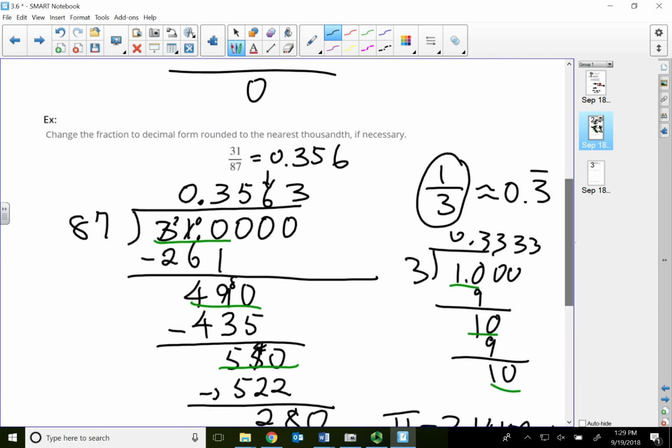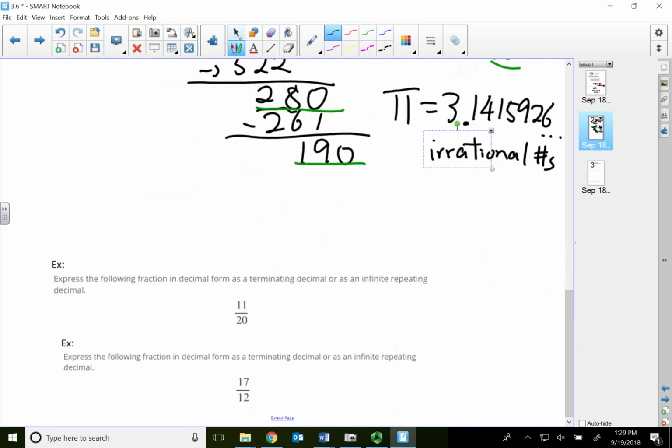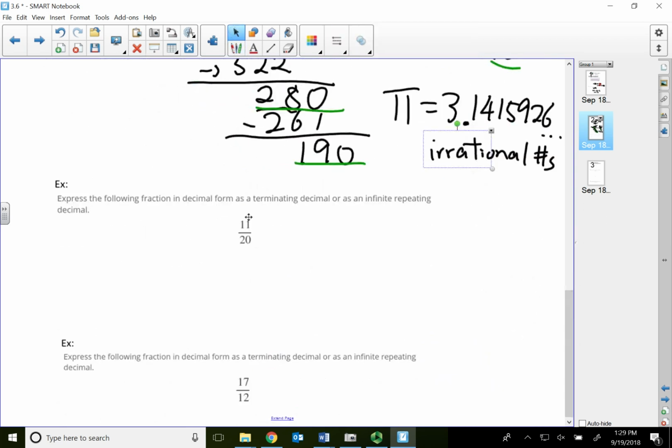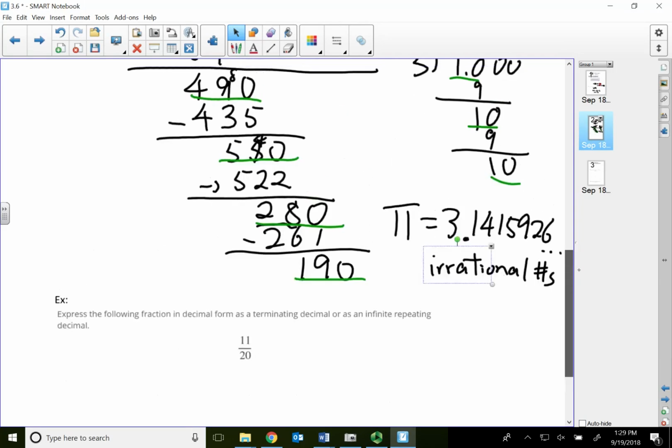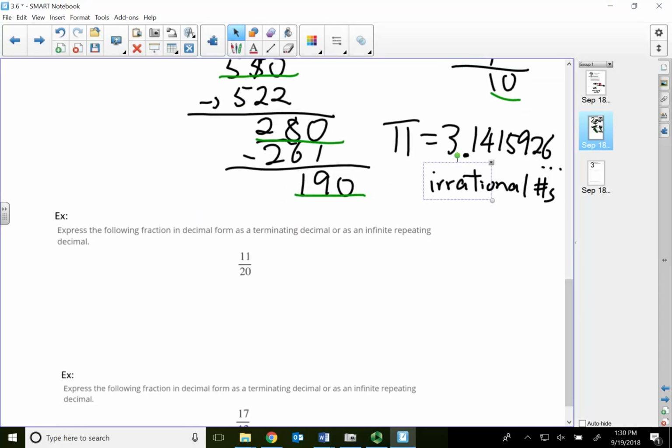So as long as we have some sort of repeating pattern, even though we don't hit it right now with this example, those are called rational numbers. So that makes sense. I did mention every fraction is a decimal, but not every decimal can become a fraction, because we call those irrational numbers.